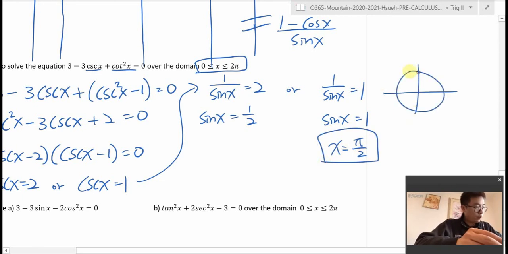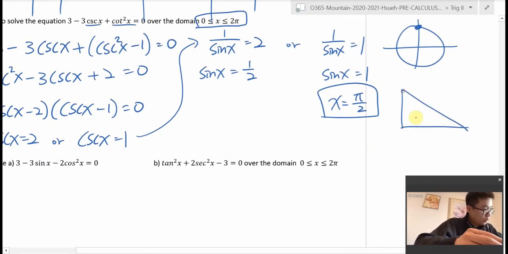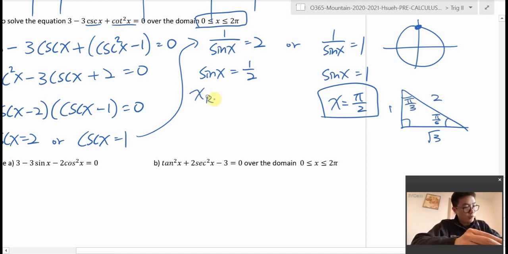Again, if you don't recall, just look at this. Sine is the y value. That is the only place where y is equal to 1, and that happens at pi over 2. For the 1/2, that's your special triangle: 1, 2, root 3. This is pi over 6. This is pi over 3. So the reference angle for sine x being 1/2 would be pi over 6, because opposite over hypotenuse, opposite is 1, hypotenuse is 2, therefore the reference angle is pi over 6.